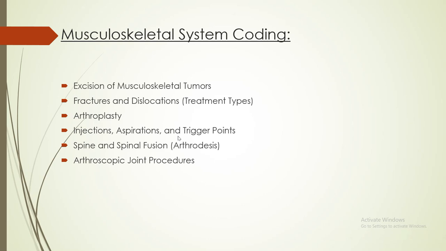Next we have injections, aspirations and trigger points. Now you will learn injections or joint injections, which in CPT coding you will see as arthrocentesis. Here you will learn this injection based on the joint: small joint, medium joint and large joint. Also you will learn when to code injection and when to code aspiration. Whether you can code both injection and aspiration in the same location or not, you will learn during our live coding.